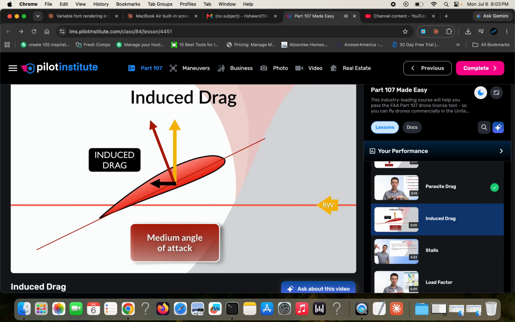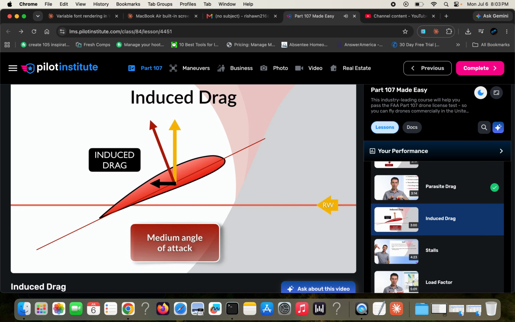With an aft CG, we don't need nearly as much tail down force, which means we don't need as much of a pitch up, which means that we're going to get better cruising speed. It also means, because of better cruising speed and increased range, we can go further. It means a shorter takeoff distance.